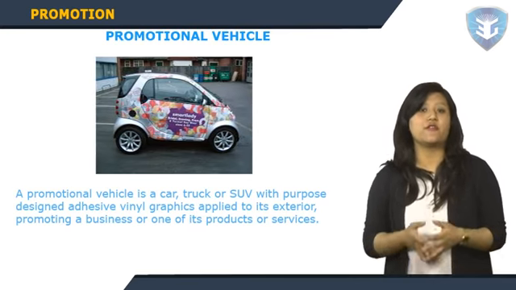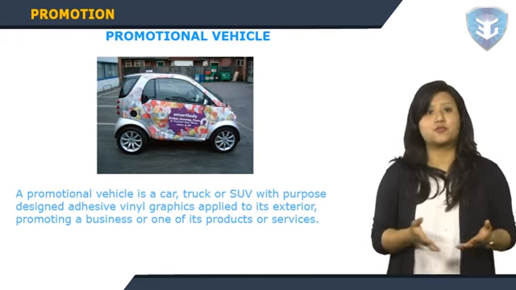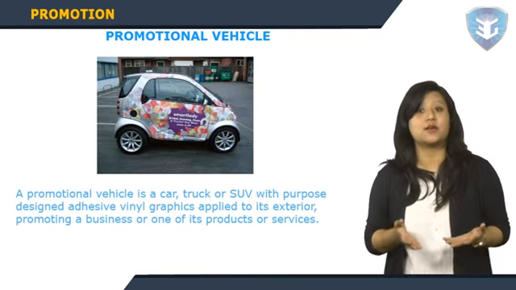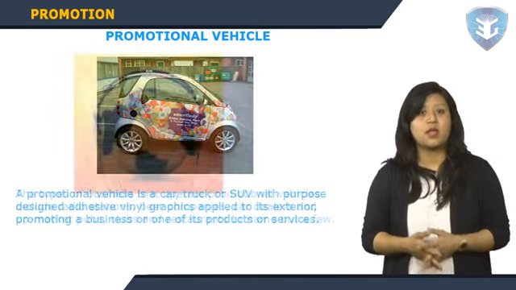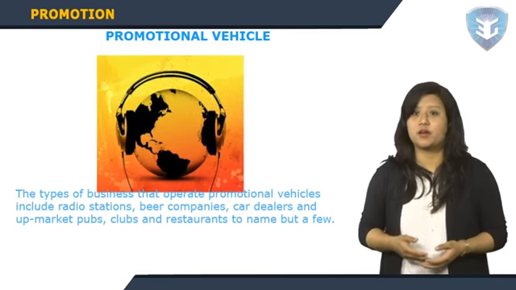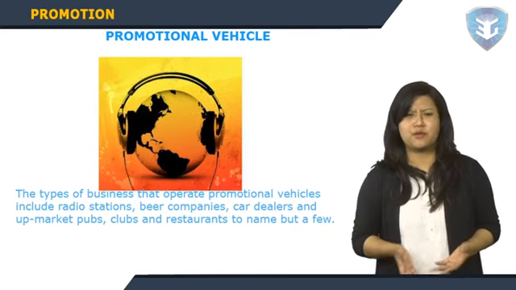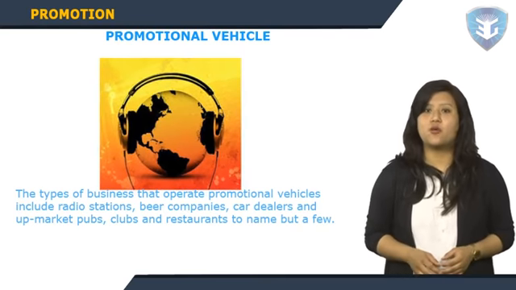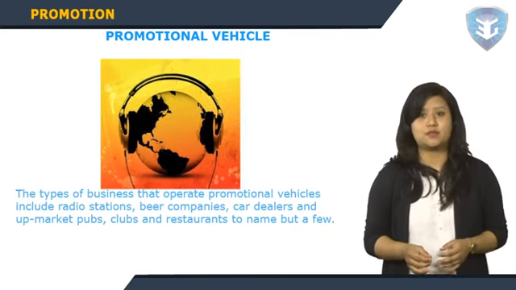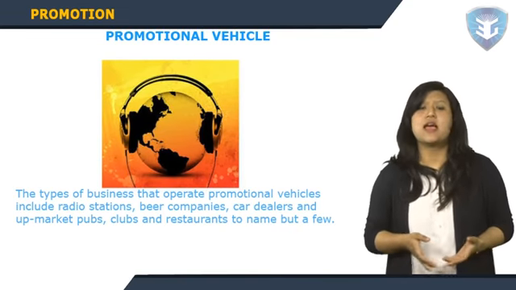The graphics may be a full wrap, where the whole vehicle is covered, a decal wrap, where decals are applied to body panels, or a window wrap, where decals are applied to the side and the rear windows. The types of business that operate promotional vehicles include radio stations, beer companies, car dealers, and upmarket pubs, clubs, and restaurants, to name but a few. A vehicle is mobile, so it can take your advertising places. Both drivers and pedestrians will notice the advertising when the vehicle is parked as well as when it's on the move.